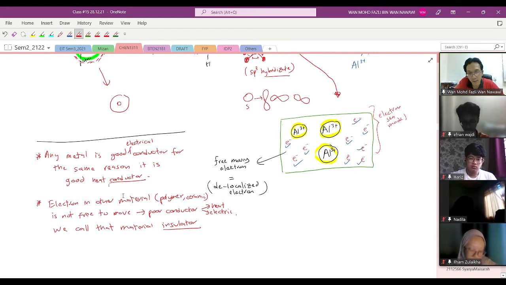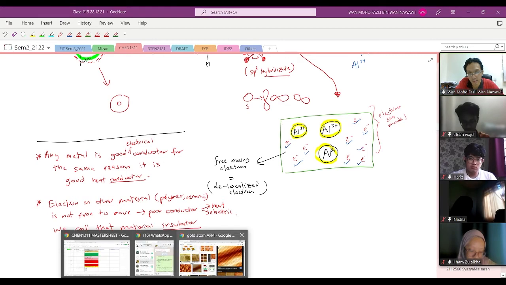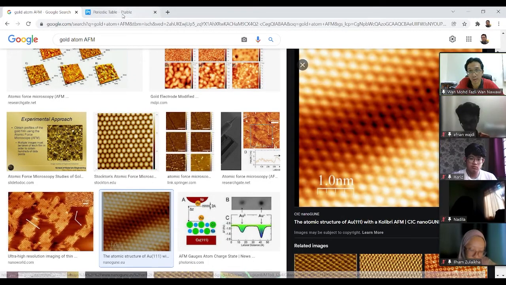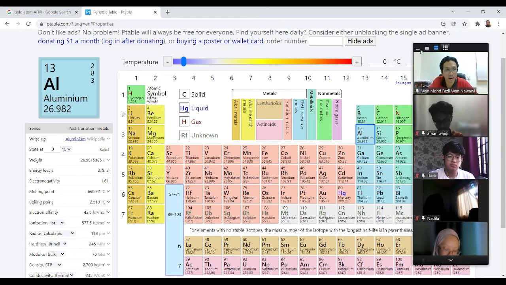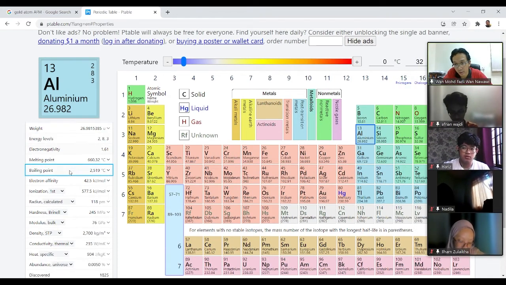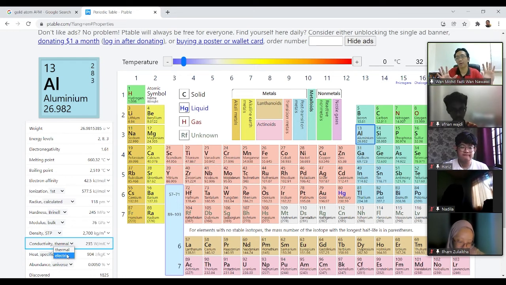If you look at the periodic table here, you see conductivity. If I click here, you have thermal and electric. They are more or less correlated, because the idea of why a material conducts electricity and conducts heat is the same. Conductivity is because of the electron.